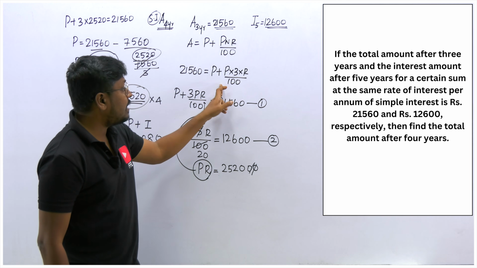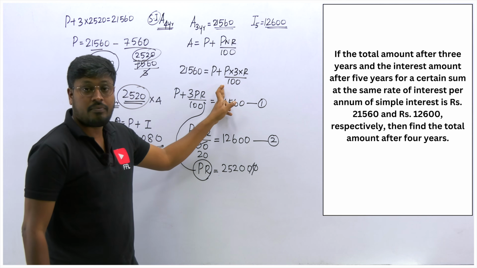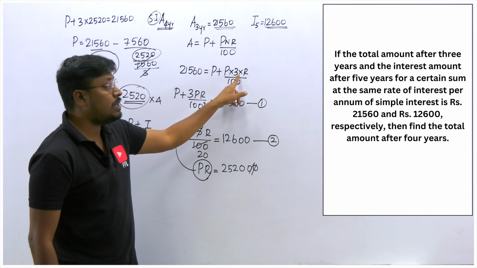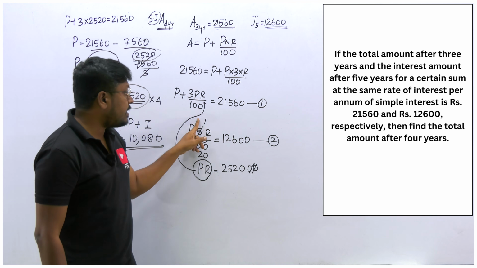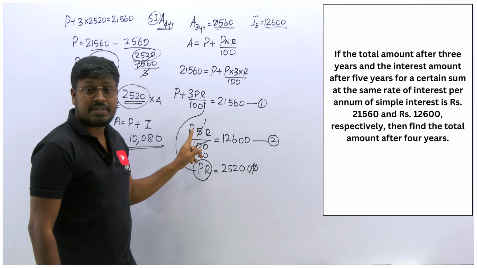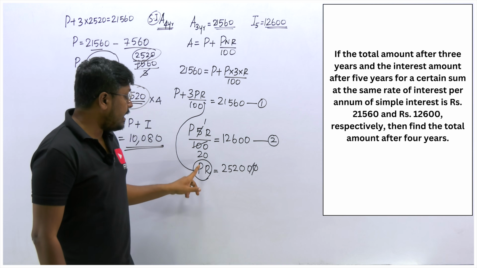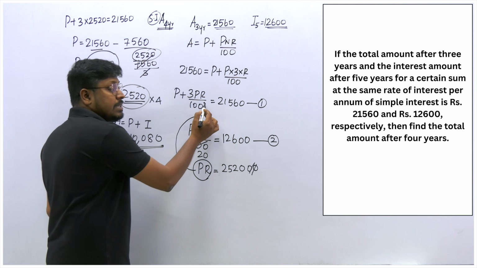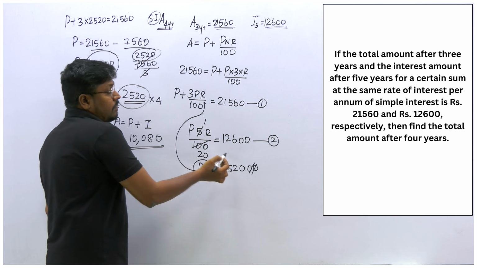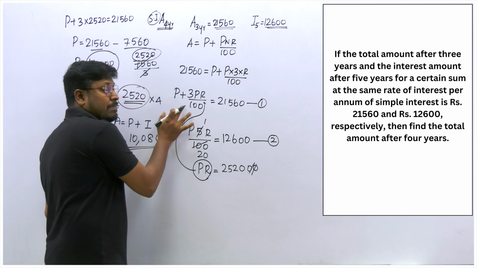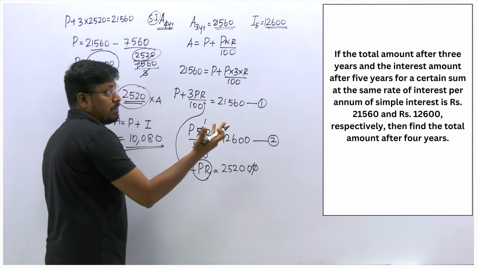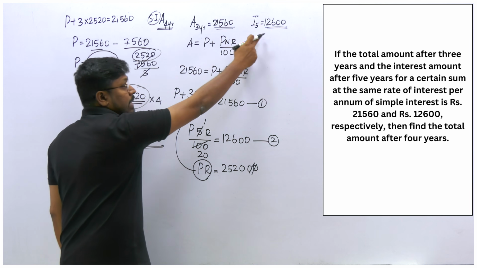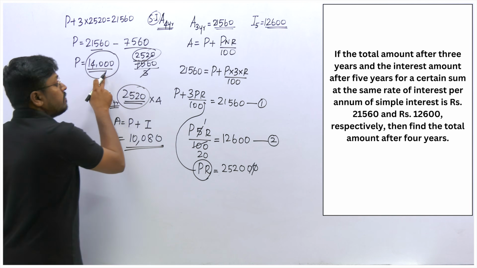So first we have written the 3 years formula, that is the overall amount formula, and then for n I have substituted 3. Second, in the interest formula for P and N I have substituted 5 years. After finding PR, we can directly substitute it in this equation in order to find the value of the principal, because we don't know what the principal is. We know the overall amount, we know the interest. So we found the principal is 14,000.